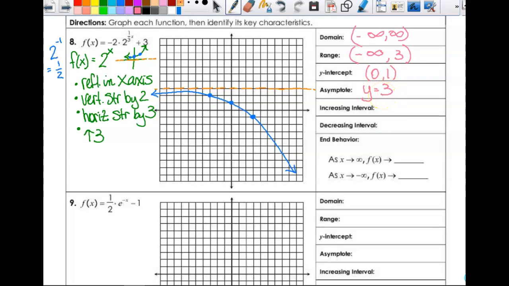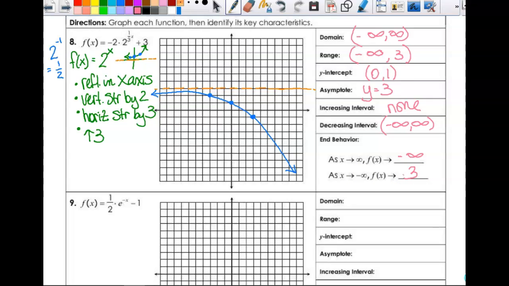Is it increasing at all? No. It's decreasing the entire time, so it's from -infinity to infinity. And then my end behavior, as x approaches infinity, what does f of x approach? -infinity. As x approaches -infinity, f of x approaches? 3. Okay, and I want to make a little note about my graph.